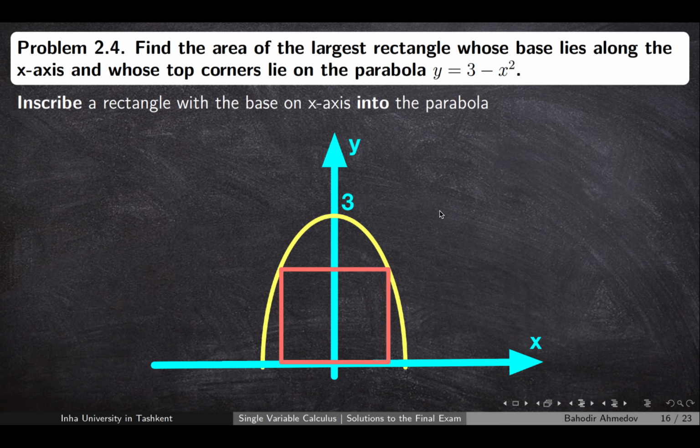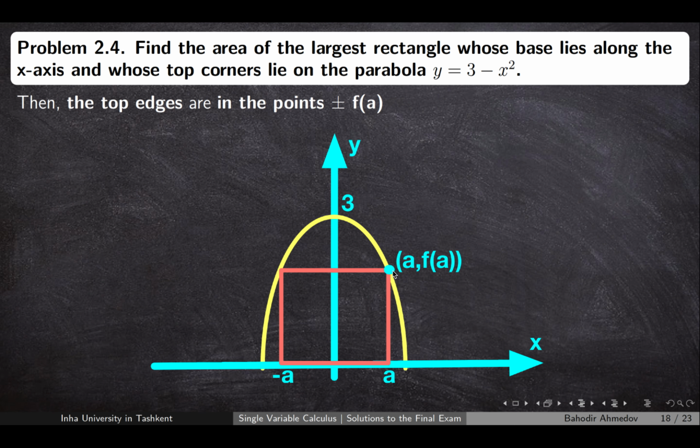So we need to inscribe a rectangle inside the parabola in such a way that its base is going to lie on the x-axis. So let's assume the bottom corners of the rectangle are at the points minus a and a, right? So if the bottom corners are at the points minus a and a, then the top corners are going to be at the points a and f of a, and minus a and f of minus a. So I need this f of a because I would like to evaluate the height and the width of this rectangle.